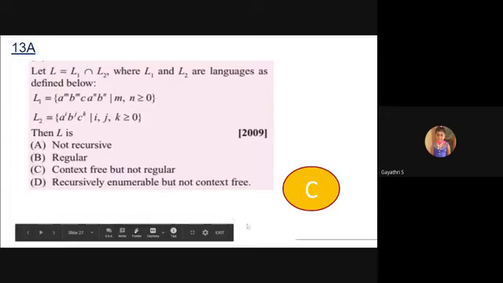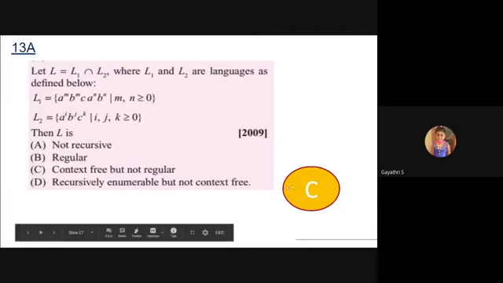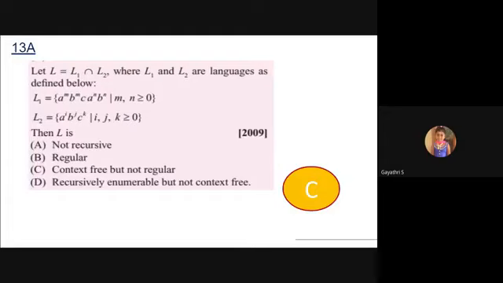C. Okay. So once the class is over, just go through the closure properties of context free languages. Context free languages are not closed under intersection. They are closed under only union, concatenation, and Kleene closure. But a context free language intersection with a regular language gives context free only. Okay, so C is the answer.